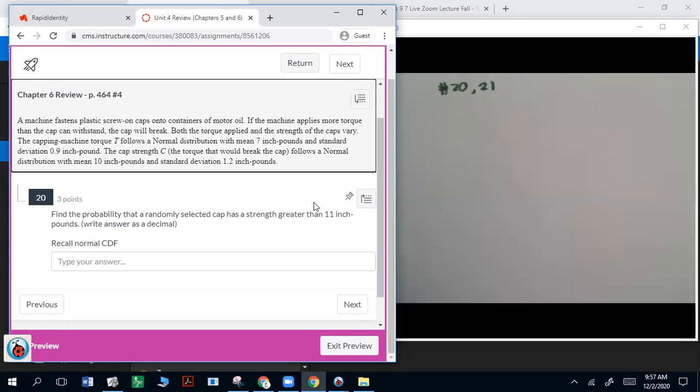11 inch-pounds. So the cap strength is what we're talking about. The cap strength, the torque that would break the cap, has a mean of 10 inch-pounds and a standard deviation of 1.2 inch-pounds.